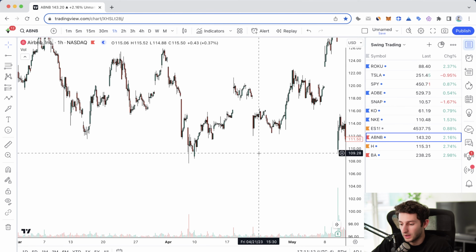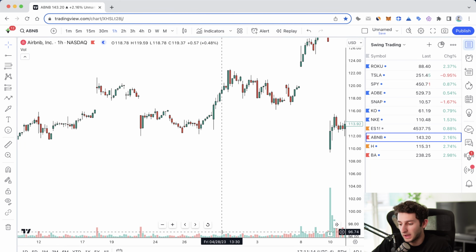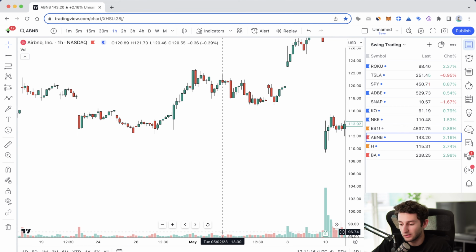You don't need to look at the small volume, the small volume pullbacks, none of that matters. What matters is the high volume. That's where institutional activity is taking place. That's where the big money moves are going to be made, right?